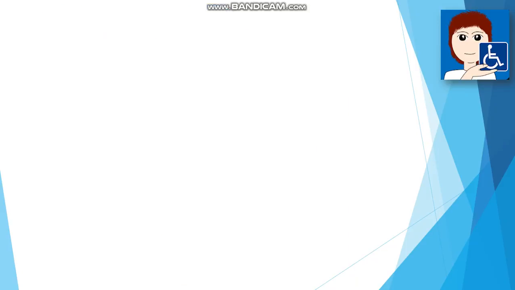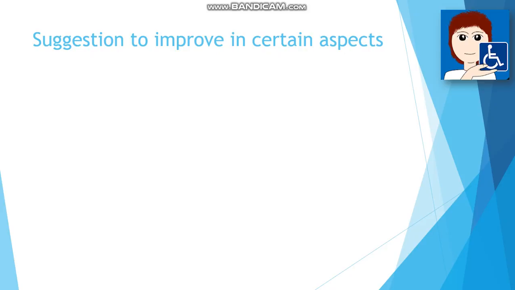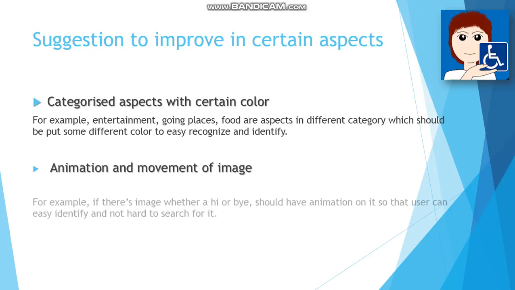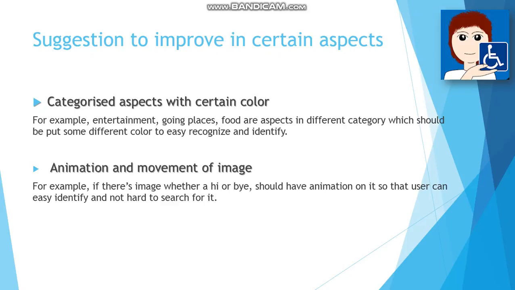Next, what are the suggestions to improve certain aspects? Categorize aspects with certain colors. For example, entertainment, going places, and words are aspects in different categories, which should be given different colors to be easily recognized and identified by users. Add animation and movement to images. For example, if there is an image, it should have animation on it so that users can easily identify it and not find it hard to search for.